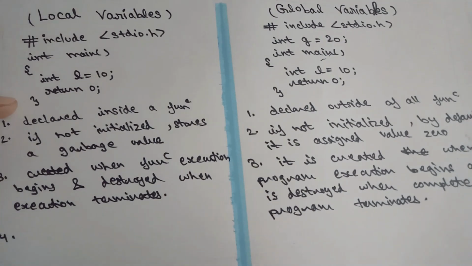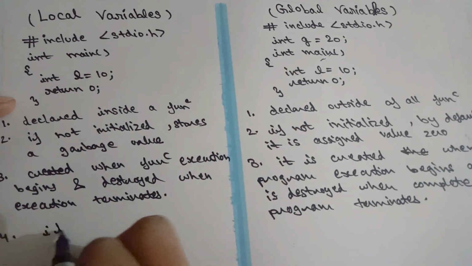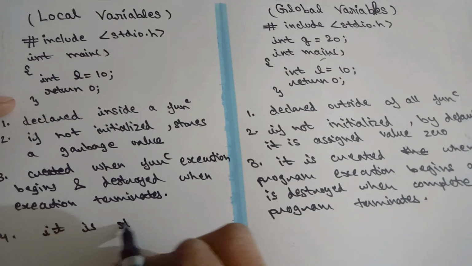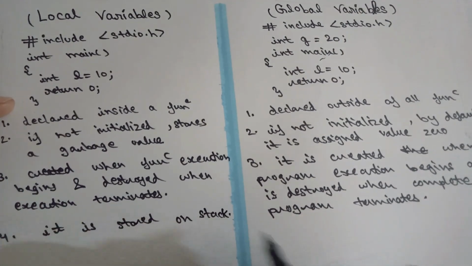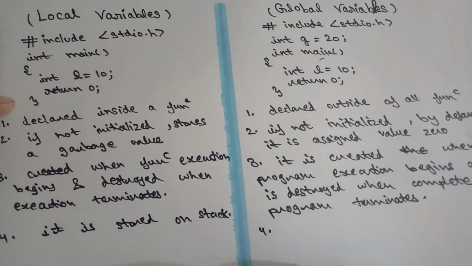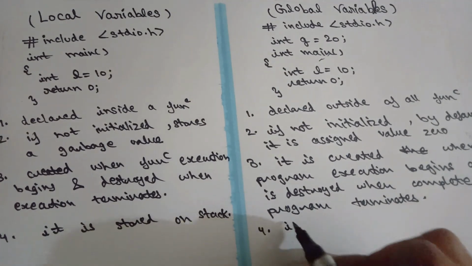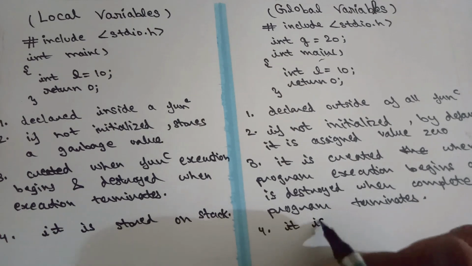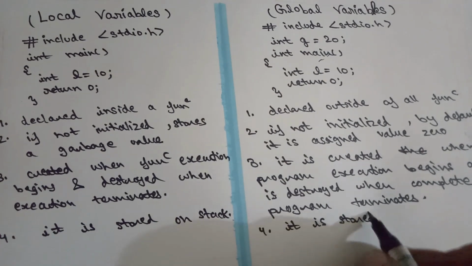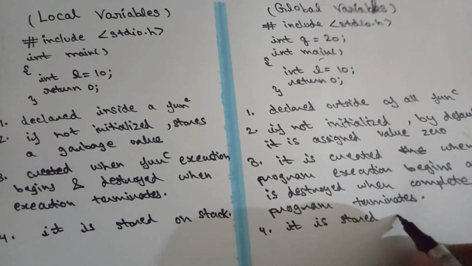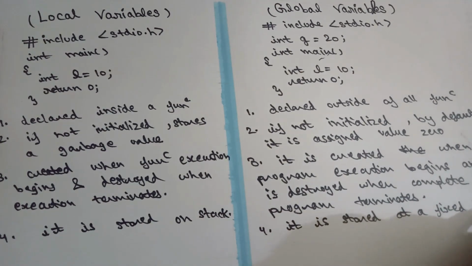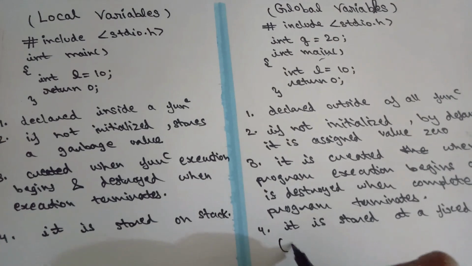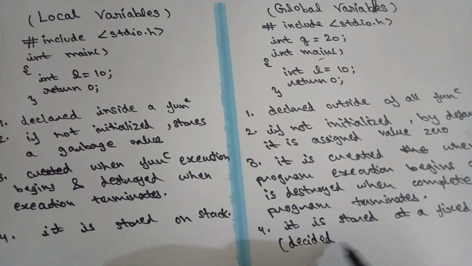Now other point can be, fourth point is, this local variable is stored on stack. You must have heard about stack. Alright. And fourth point for this is that always a global variable is stored at a fixed location that is decided by the compiler. Fixed location decided by the compiler. Alright.